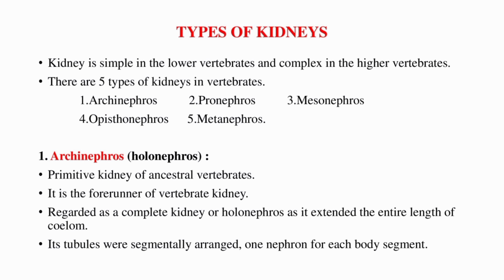First we can see about the archinephros. It is otherwise called holonephros. It is the primitive kidney of ancestral vertebrates. It is the forerunner of vertebrate kidney, regarded as a complete kidney or holonephros, as it extended the entire length of coelom. Its tubules were segmentally arranged, one nephron for each body segment.